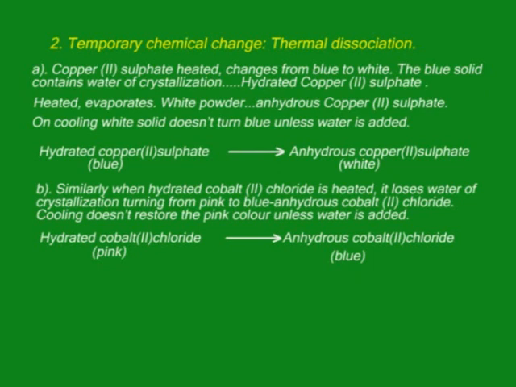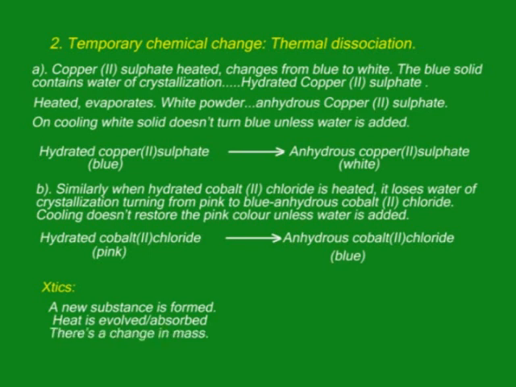Heating of copper 2 sulfate and cobalt 2 chloride results in a temporary chemical change, and it has the following features: a new substance is formed, heat is either evolved or absorbed, there is also a change in mass, and the change is reversible. That is why it is a temporary chemical change.